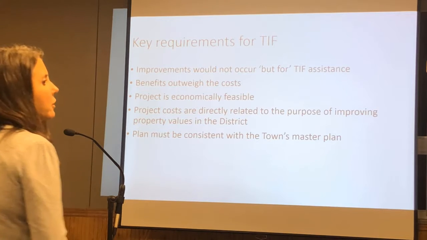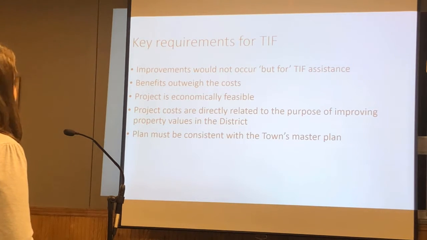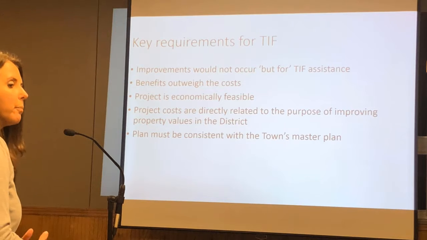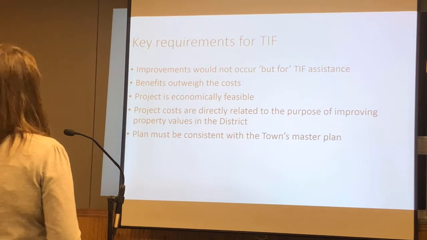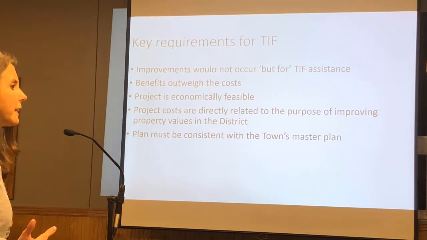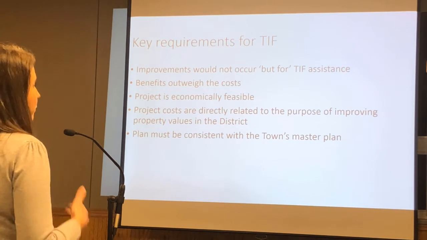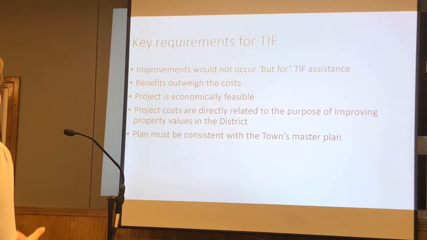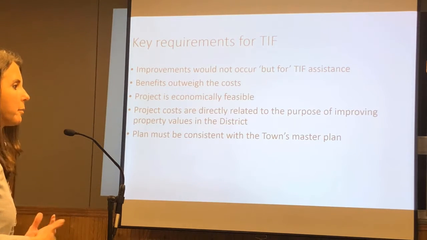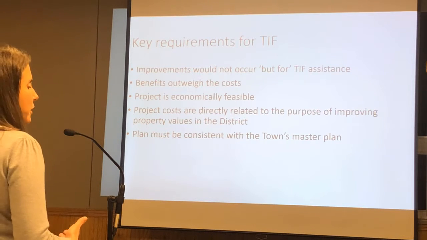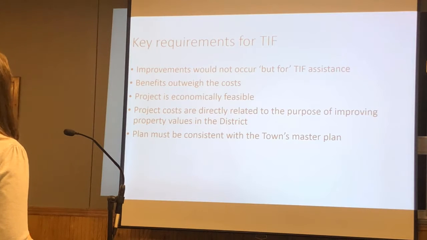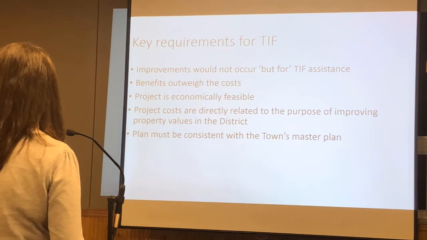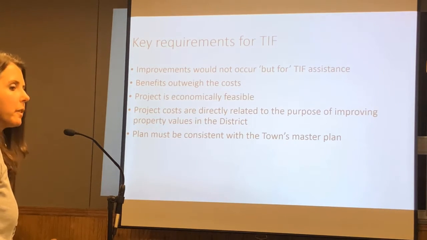There are many requirements under state statutes for establishing TIF districts, and I just want to hit on a few key ones here. One is that you have to show that the improvement in the district would not occur but for the investment of TIF revenues, and that's a real key one. The next two are interrelated. You have to demonstrate that the benefits of doing the projects outweigh the costs and that the TIF district is economically feasible. Those two are interrelated because you want to make sure that the increase in property value and the revenues from that increase are at least as much, if not more, than the cost of what you're doing within the district. You also have to demonstrate that the project costs are directly related to the purpose of improving the property values within the district. And then finally, it has to be consistent with the town's master land use plan.